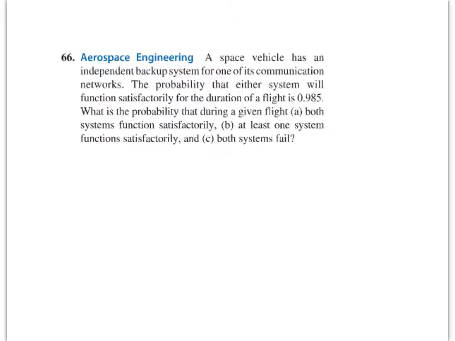Okay, let's do a couple more problems here. Number 66, aerospace engineering. A space vehicle has an independent backup system for one of its communication networks. The probability that either system will function satisfactorily for the duration of a flight is 0.985. So 985 times out of 1,000, the engine will work. Now, the space vehicle has a backup engine with the same probability of working. What is the probability that during a given flight, both systems function satisfactorily?